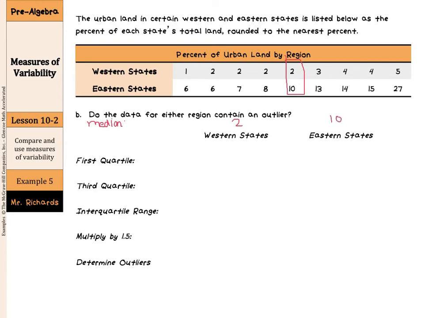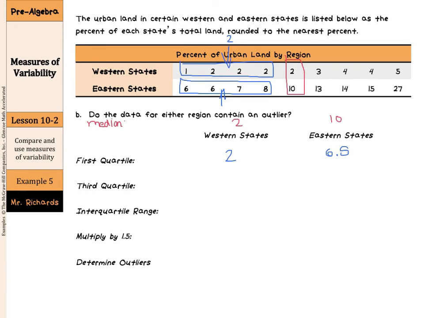And now we get into the lower half of the data to look for the first quartile. We can do both states together. As we look in the middle here, our lower or first quartile is going to be in between 2 and 2, so that's 2 for the western states. And for the eastern states, I would say that's in between 6 and 7, which results in 6 and 5/10 or 6.5.